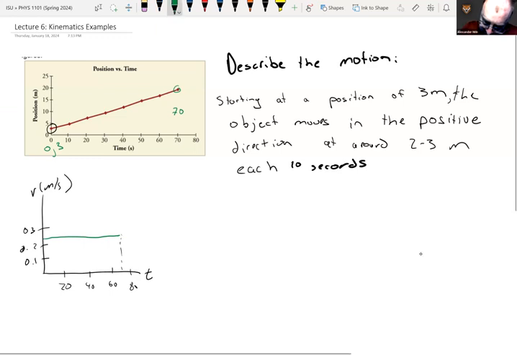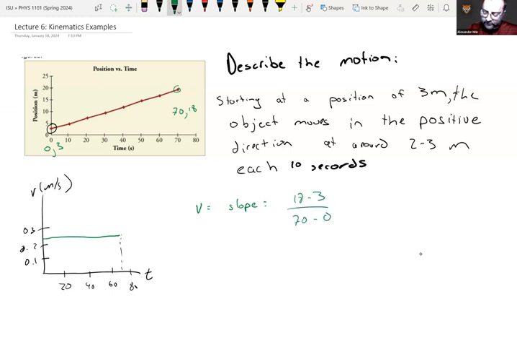For this other point, I'm going to say we're at about 18. That looks pretty close. So we want to find the slope. Remember, the velocity equals the slope, so we do the rise over the run. The rise would be 18 minus 3, and the run would be 70 minus 0. We end up with 15 over 70, which I think ends up as 5 over 14. I think that's right. No, 3 over 14.